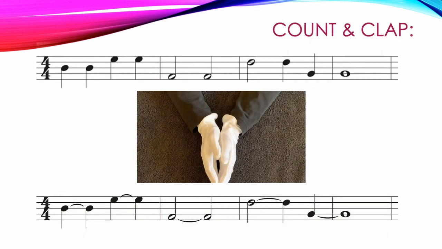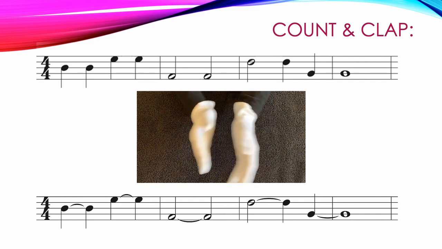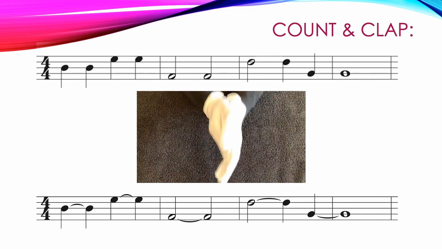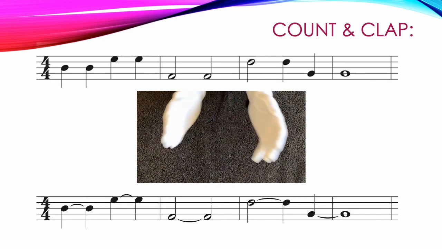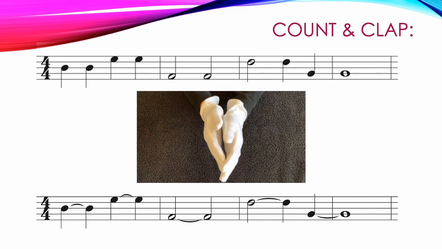Now let's take a look at the correct way to count and clap both of these examples. We'll start with the top example, which has no ties. 1, 2, 3, 4. 1, 2, 3, 4. 1, 2, 3, 4. 1, 2, 3, 4. Every single note started with a clap because none of them are tied together.